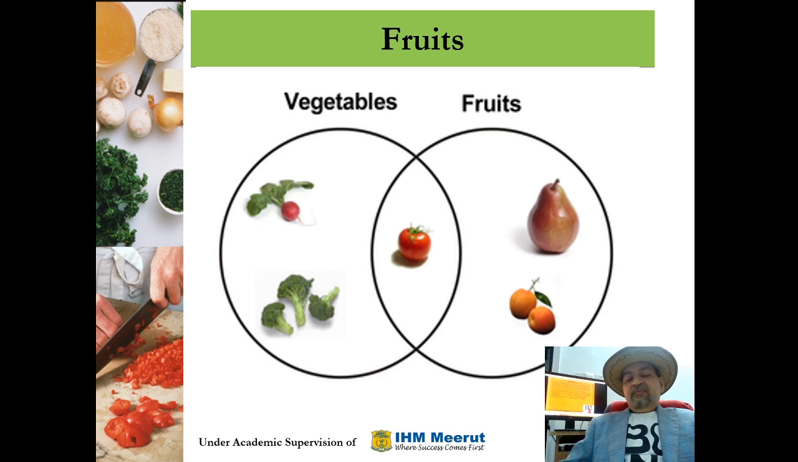Now, this is how fruits go. There are two classes of fruits and vegetables, and as you can see in the figure, there is a certain area which is common to both. So vegetables which are fruits and fruits which are vegetables, a very small category of commodities, come under this category. For example, tomatoes, for example, ladyfingers. Now ladyfingers are vegetables, but they come under the class of fruits. Similarly, tomatoes are fruits, but they come under the classification of vegetables.